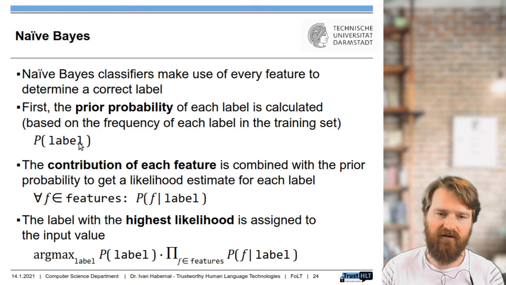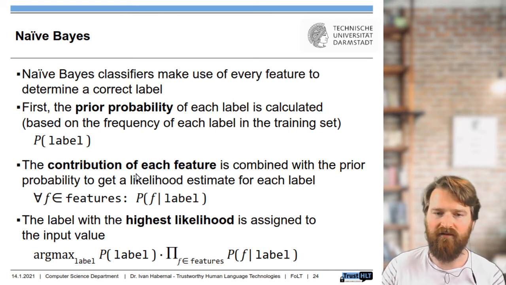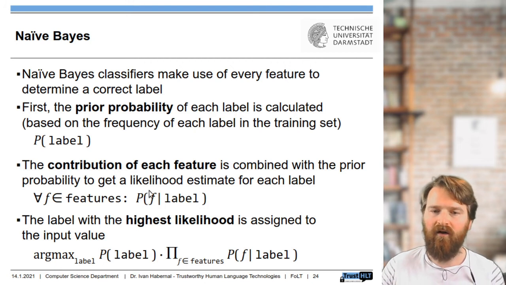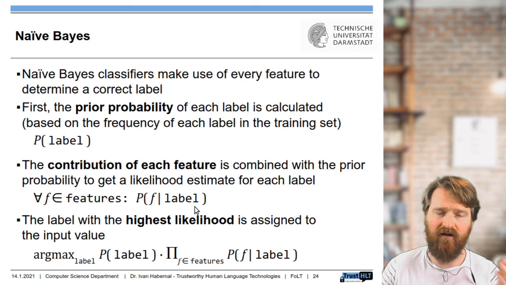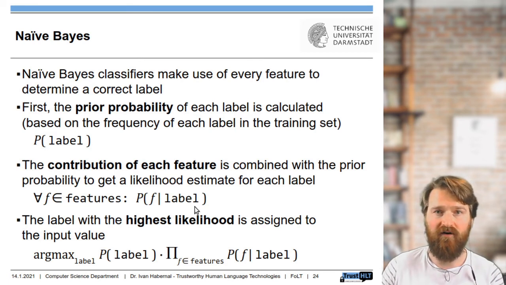Then we have the features, and we compute the contribution of each feature given the label. So that is the conditional probability distribution of each feature given each label. This is again something we can count from the data. We are counting features in the instances, and given a particular feature and, let's say, a document with a particular class, we count the occurrences and compute the conditional probability of this feature given the label.